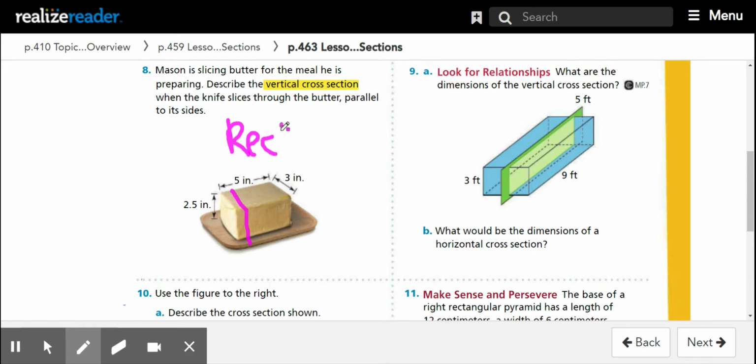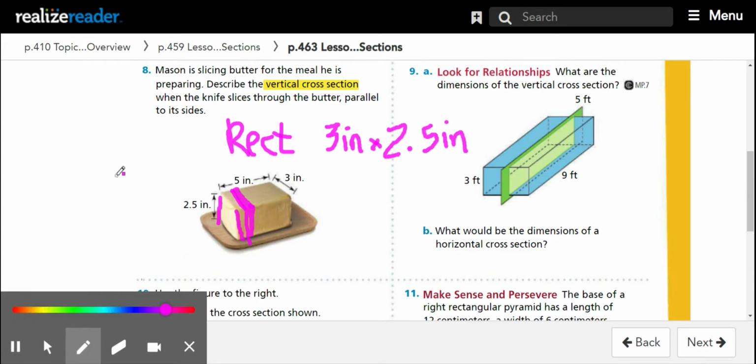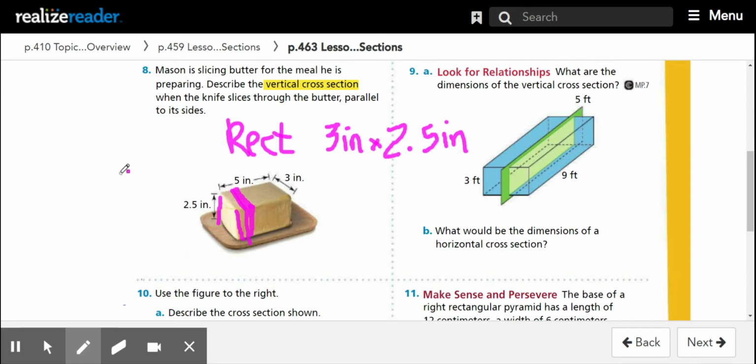And if we want to be even more specific, then we can say that rectangle would be, since it's sliced this way, 3 inches by, and then how long is this side here? So I have to go over to my shape. That would be the same as this dimension, which is the same as this dimension, 2.5. So I know that's going to be a rectangle that is 3 inches by 2.5 inches.